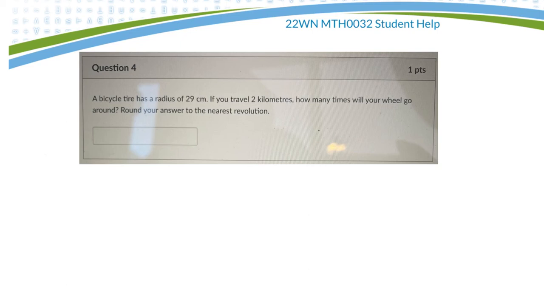Okay, here's two really good questions where you have to look at angle rotation in terms of radians. So a bicycle tire has a radius of 29 centimeters, and if I travel 2 kilometers, how many times will my wheel go around? Oh, so this distance here, going around and around and around, that's my arc length, S. That'll be 2 kilometers. Now let's convert both of these to meters so I have the same unit.